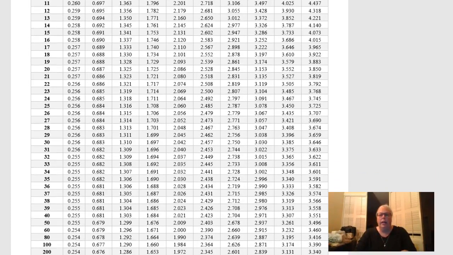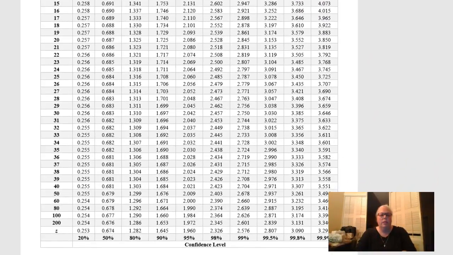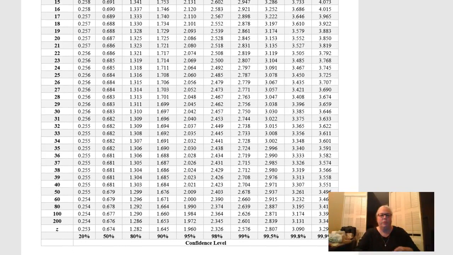Okay, to answer the questions in example 1, we're going to go all the way down to what I call the z-line. And I call it the z-line because down here on the bottom, you'll notice that the last thing in the column of degrees of freedom is z, and we've got some numbers, and then directly below that we've got percentages, which would be our confidence level.